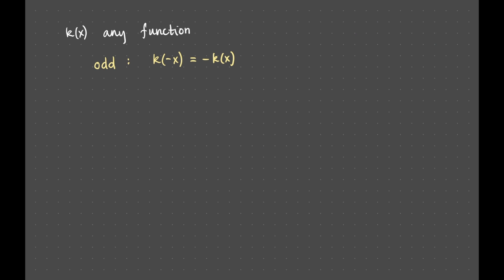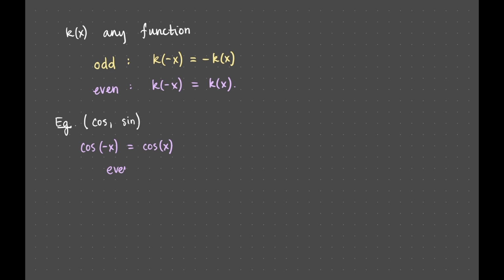In other words, any function k of x is called an even function if k of x satisfies the property that k of minus x equals k of x for each x. On the other hand, if the function k of x satisfies k of minus x equals minus k of x, then it's called odd. For example, the function cosine of x, which satisfies cosine of minus x equals cosine of x, is an even function, whereas the function sine of x is an odd function because it satisfies sine of minus x equals minus sine of x.